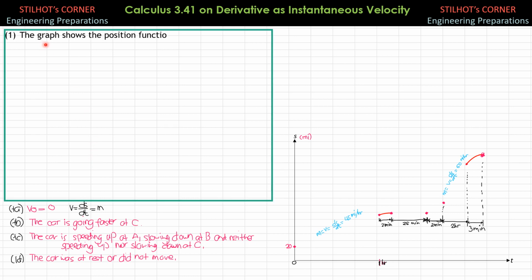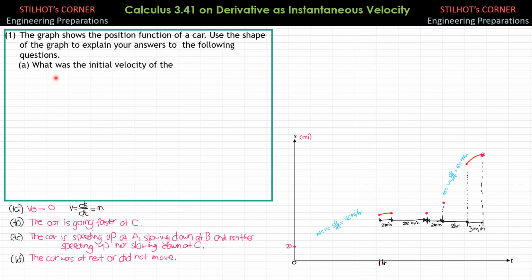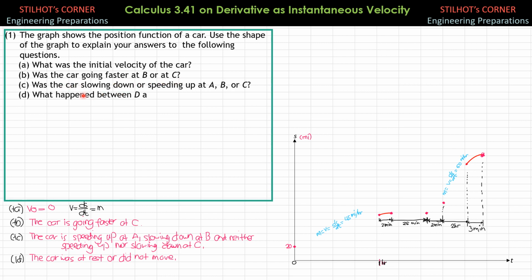So here is the first problem. The graph shows the position function of a car. Use the shape of the graph to explain your answers to the following questions. What was the initial velocity of the car? Was the car going faster at B or at C? Was the car slowing down or speeding up at A, B, or C? What happened between D and E? So here is the graph about position versus time.